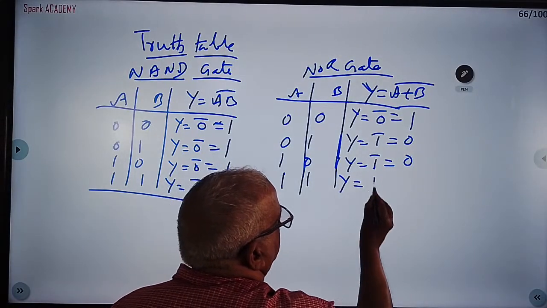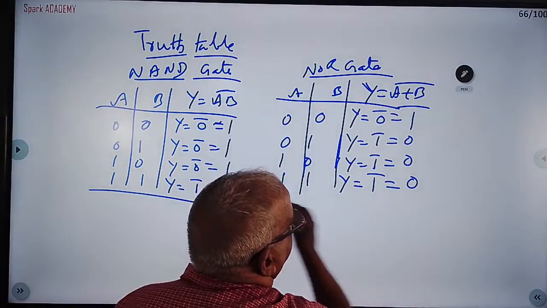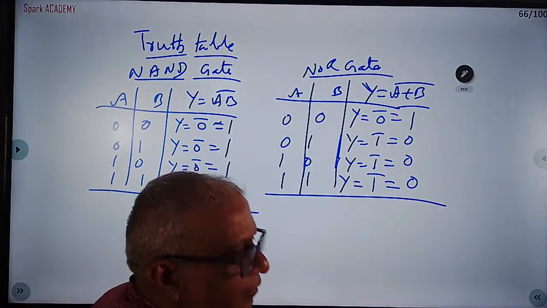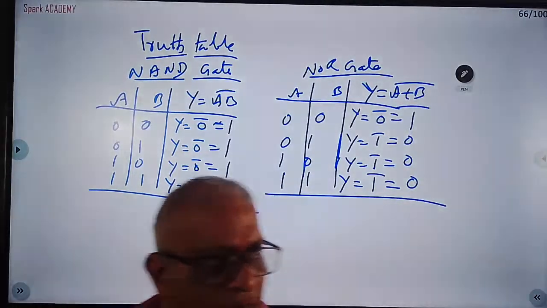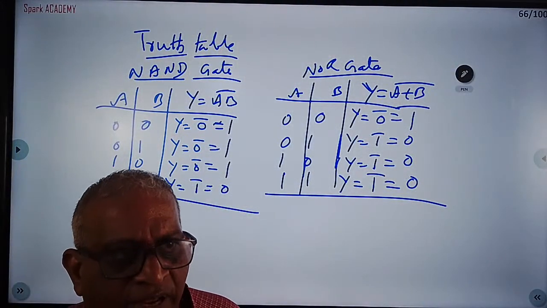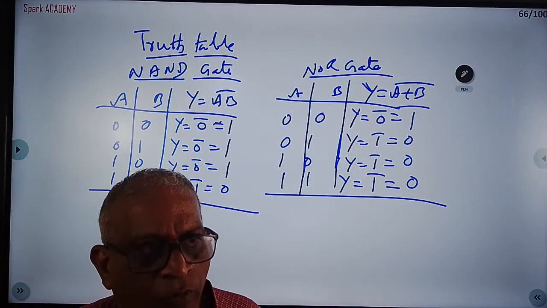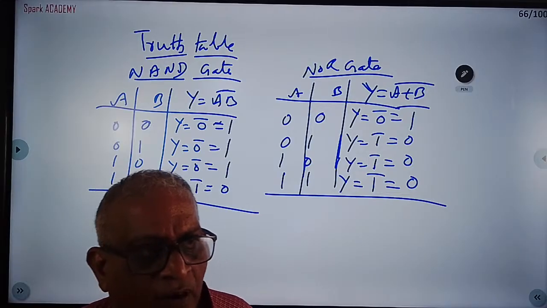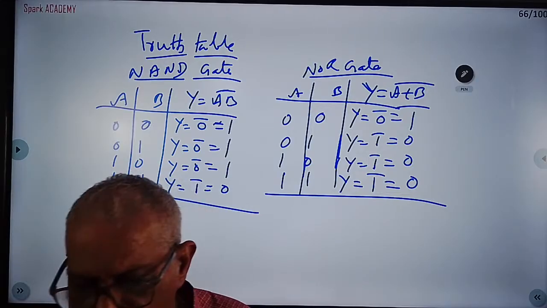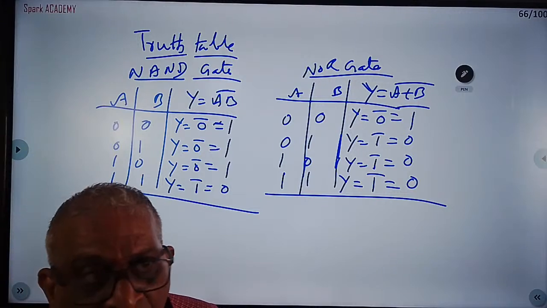1 plus 1 is 1 only. 1 bar, 1 plus 1 is 0. This is the truth table of NOR gate. By using 2 NOR gates in series we get AND gate. By using 2 NOR gates in series we get OR gate. This is the end of short questions.